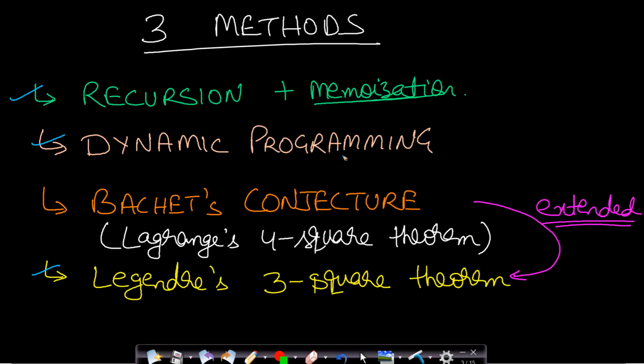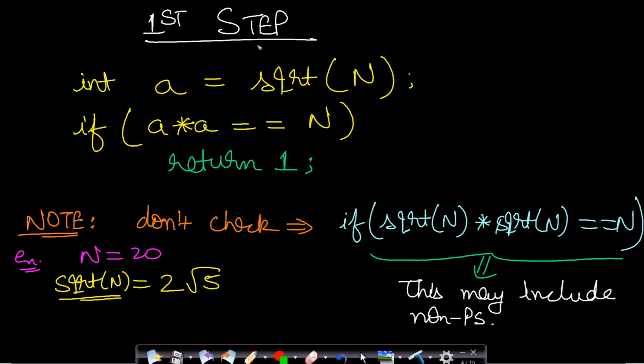Okay, so before seeing any solution, let us move step by step. The first step is, if you are given a number n, then you will check if it is a perfect square. If it is a perfect square, then you will simply return 1. So in this case, the square root of n should be stored in an integer value, and then only you should compare a into a equals n.